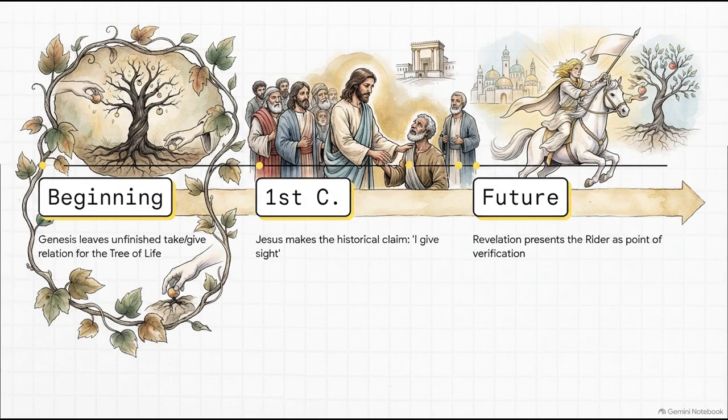Then, fast forward to the 1st century. Here, Jesus crystallizes this exact dilemma with the historical claim, "I give sight." And finally, the 3rd dot is in the future. The book of Revelation presents the writer as the resolution, the actual point of verification. The argument here is that a claim and its reveal cannot occupy the exact same position in time. You absolutely need this horizontal sequence.